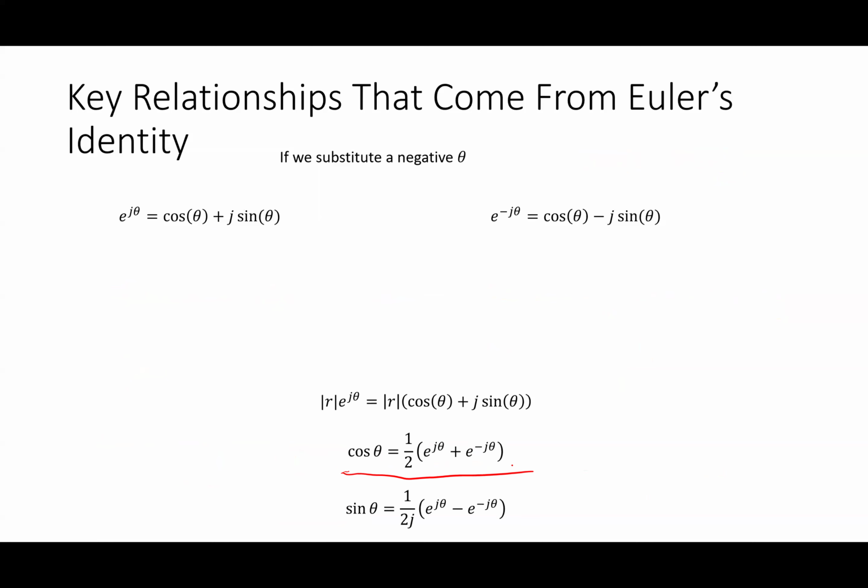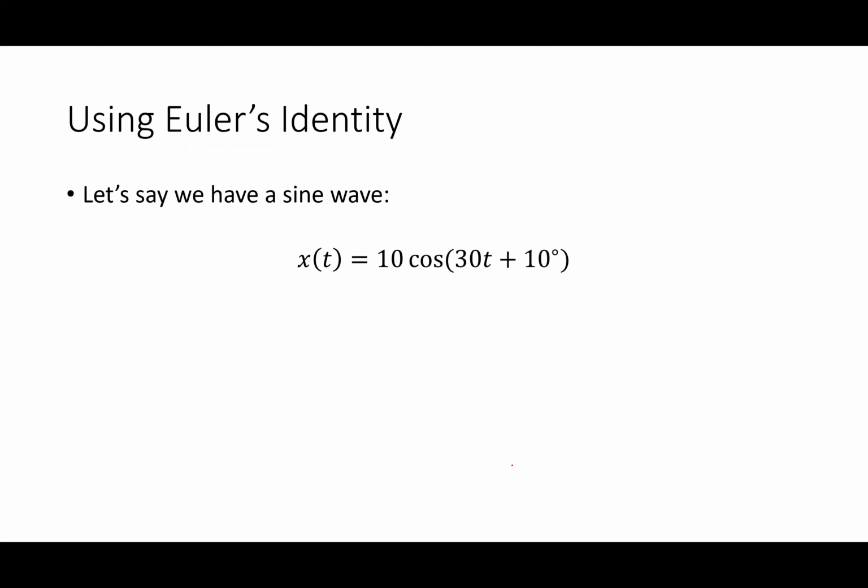All right. So what I can say is, in general, cosine of theta is equal to 1/2 of e to the j theta plus e to the negative j theta. Sine of theta, I could do a similar relationship and I can show that to be true. I don't want to spend too much time on that. You can work that out. This is the one that I use most of the time, and we're going to use it a lot as we go.